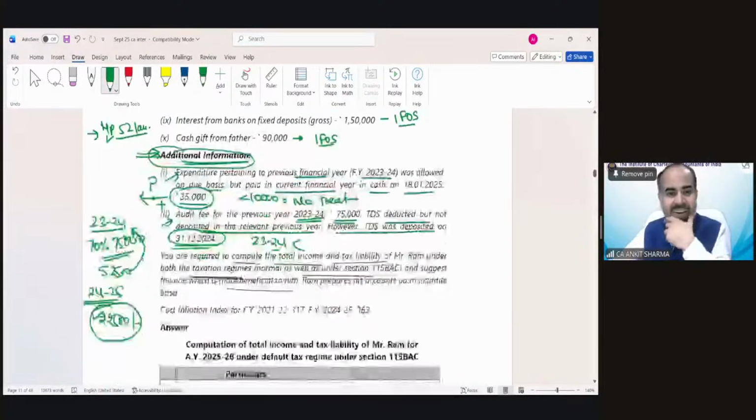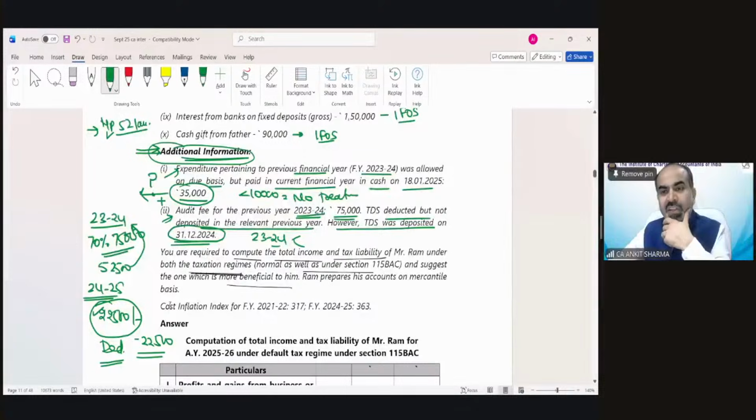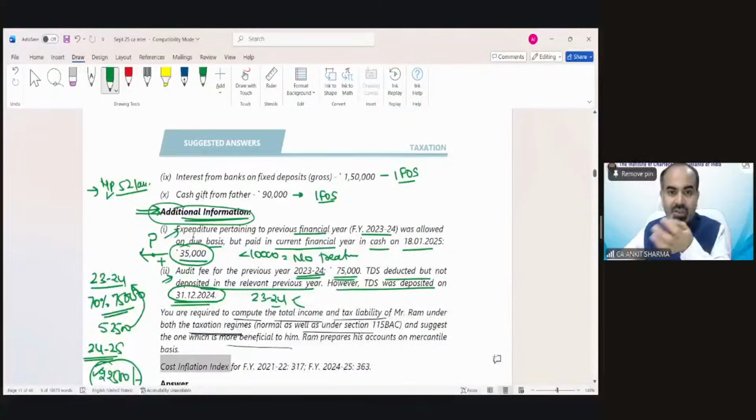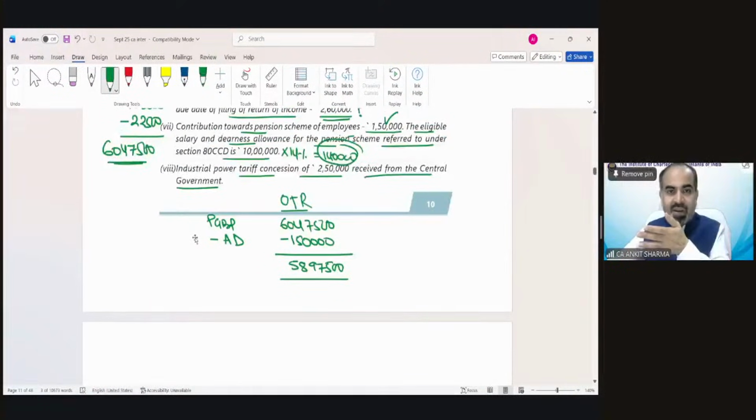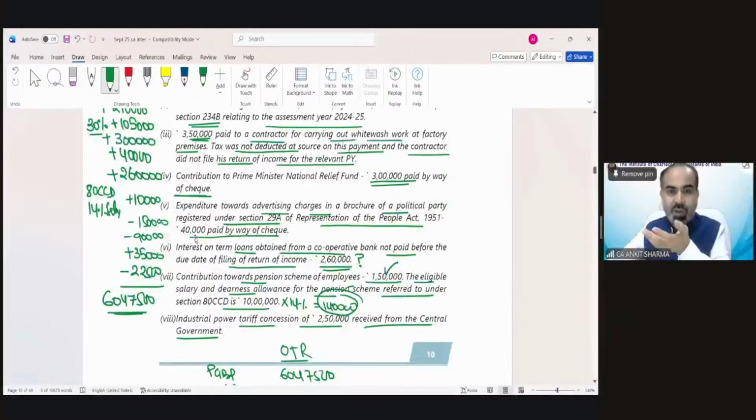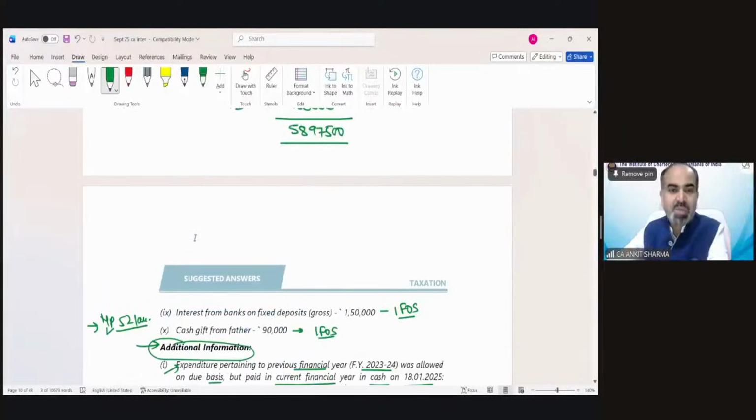PV factor is given in the question. Cost inflation index has been given, Mr. Ram, for capital gain calculation. So there must be some capital gain calculation in this question. That's why it has been given, not for the purpose of this PGBP provision.